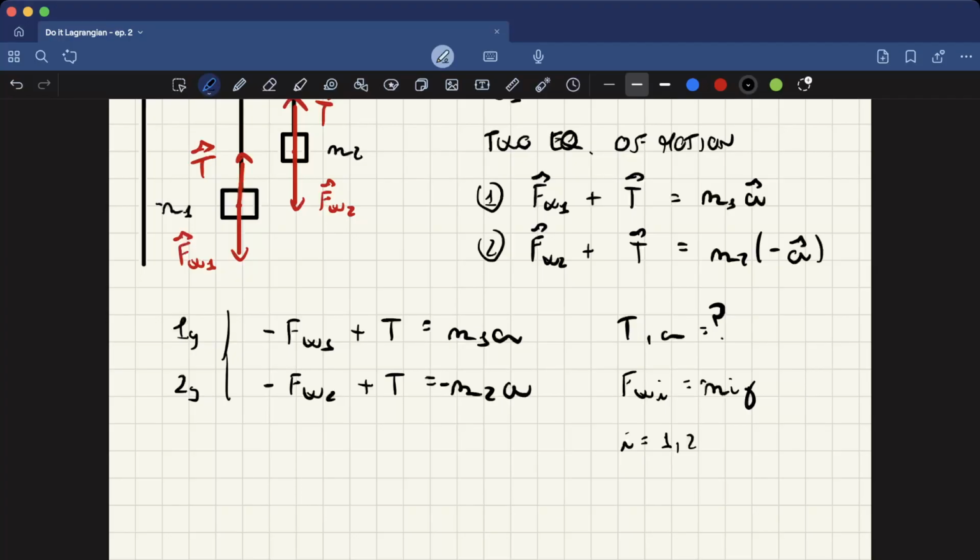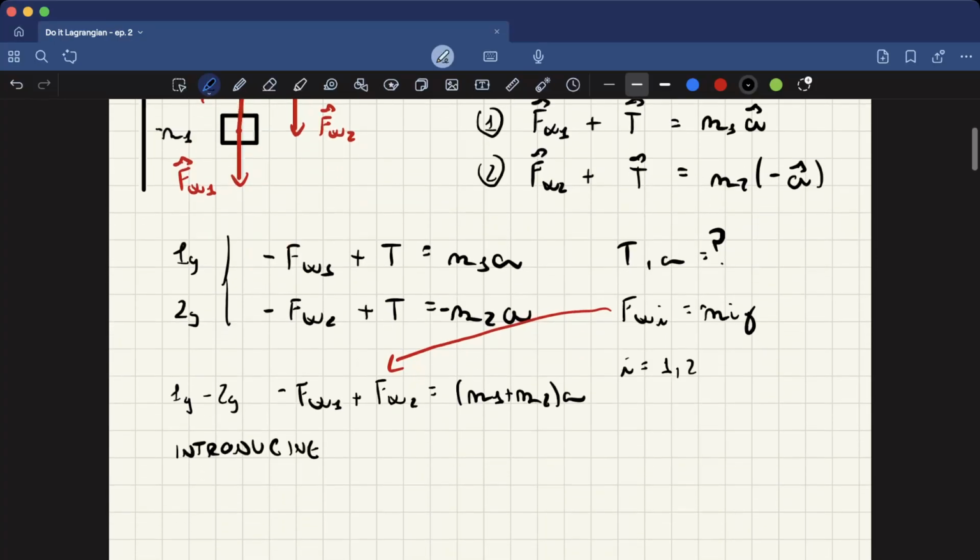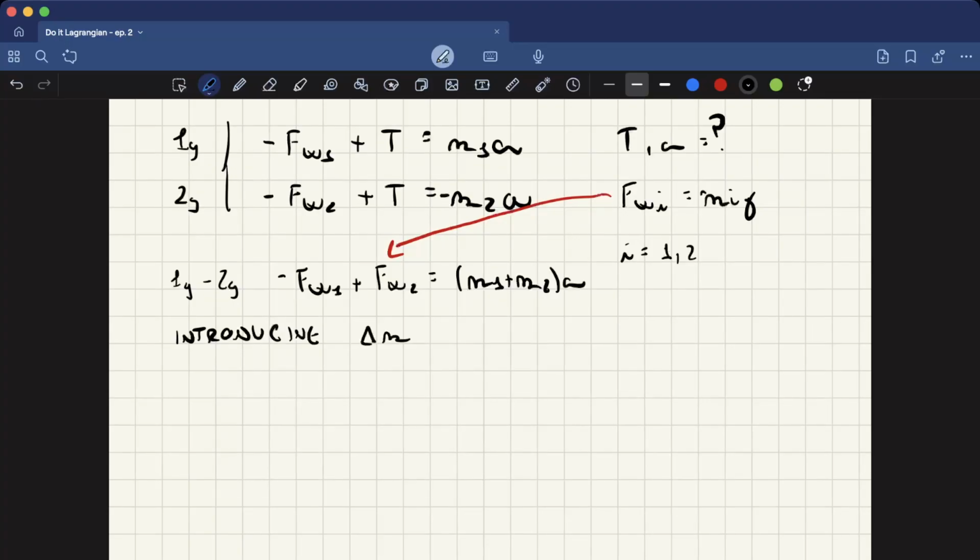So what we can do is subtract those two equations and obtain minus Fw1 plus Fw2 equals to M1 plus M2 times A. Now substituting this relation for Fw1 and Fw2 and introducing the mass difference delta m equal to m2 minus m1 and the total mass m tot equal to m2 plus m1, we can write delta m times g equals to m tot times a.